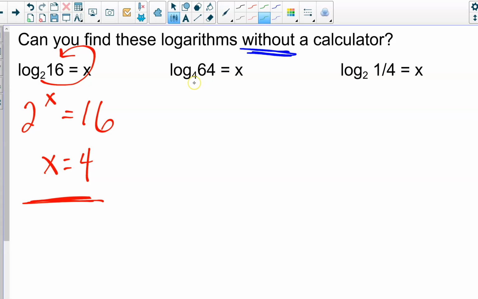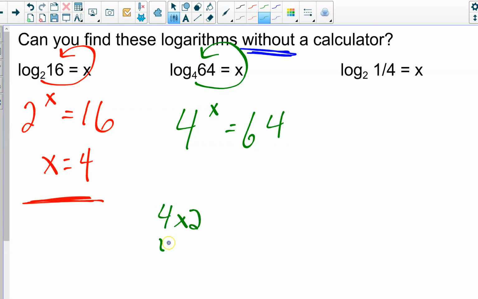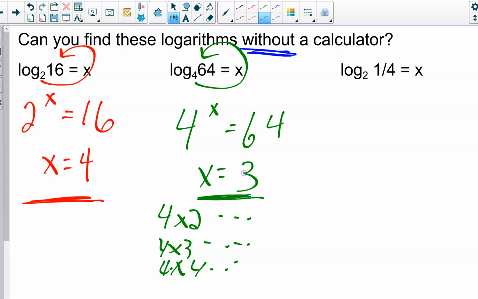This one here I'm going to convert to exponential because I don't know what log base 4 of 64 is. So this is going to be 4 to the x equals 64. And you can do this on your calculator, 4 times 2, 4 times 3, 4 times 4, to find what these are. And this x would be 3, would be the answer.